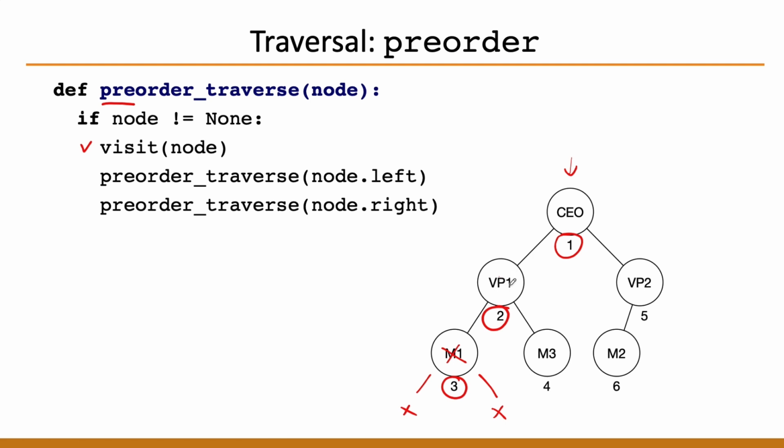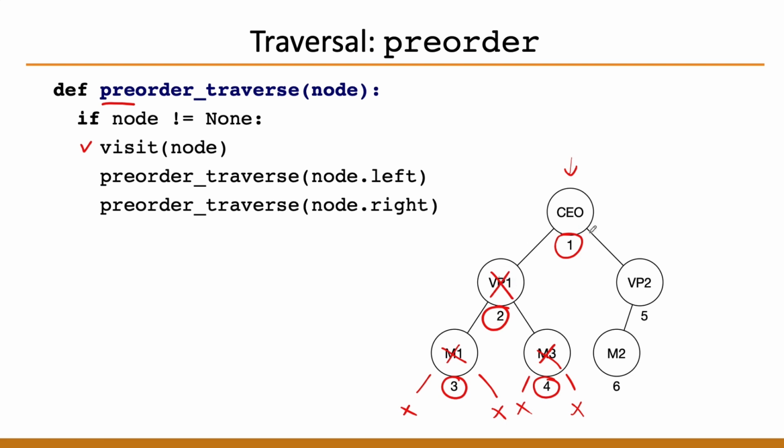Now we are at VP1. We have finished the left branch, so we are going to go to the right-hand side. The moment we enter M3, we visit the value. Then we do the same as M1. We try to visit left, nothing left. We try to visit right, nothing right. So M3 is marked as visited, fully explored. After we finish M3, then we return. Now you can see that both the left and right branches of VP1 have been done, so we mark VP1 as done.